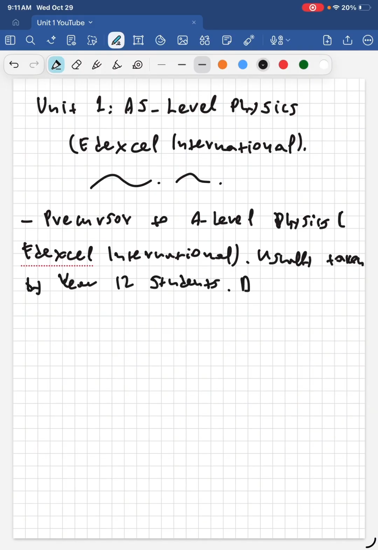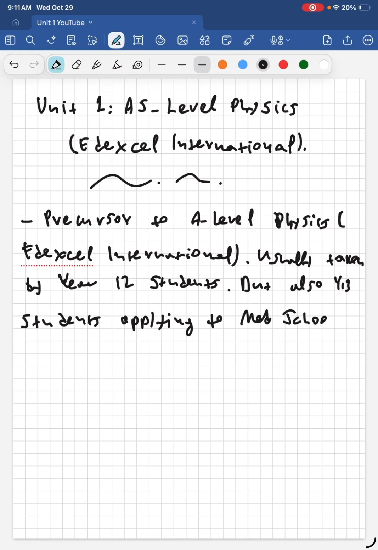But I've also seen some year 13 students who applied to medical schools and such taking the course because they need it in their application. I've also seen some students interested in finance taking this course. So I'm just going to say finance or other schools, because I'm not aware of who else might actually need this class.